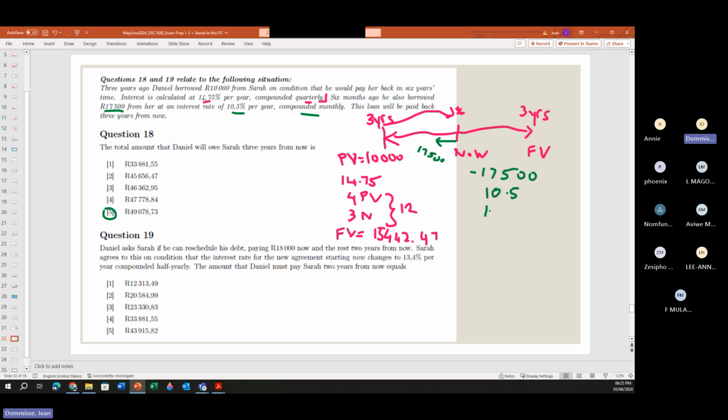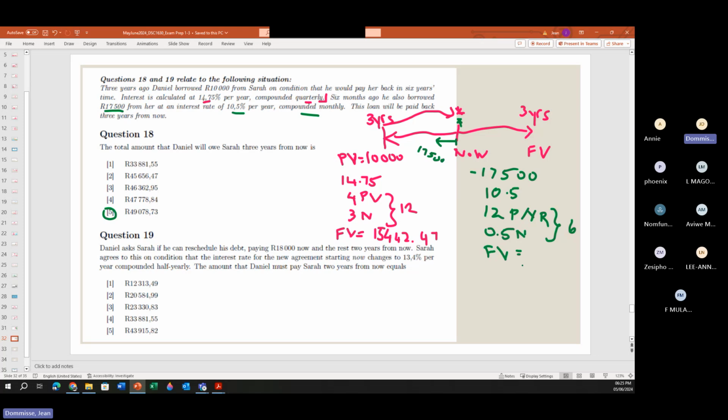Again, it was 12 times per year, but it was only for 6 months to get to now. It was only 0.5 years, so that is only 6 periods. And then if we get that future value and we add those two, we get to a value of now. Okay, so let's see what that future value is.